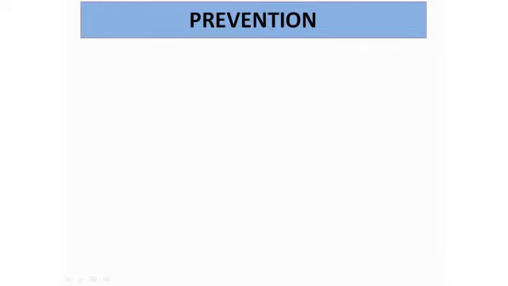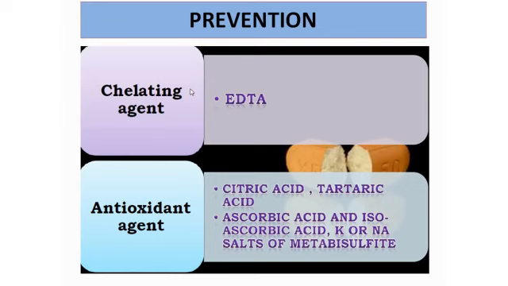The next is the prevention. So how are you going to prevent the oxidation process? Basically, first of all you can use a chelating agent, EDTA, ethylenediaminetetraacetic acid, right? EDTA can be used to prevent the oxidation. Apart from that, you can use some antioxidant agent along with the drug to prevent the oxidation. So what are the antioxidant agents? Citric acid, tartaric acid, ascorbic acid, isoascorbic acid, and the potassium and sodium salts of metabisulfite. That is, sodium metabisulfite or potassium metabisulfite you can use to prevent the oxidation. Clear?